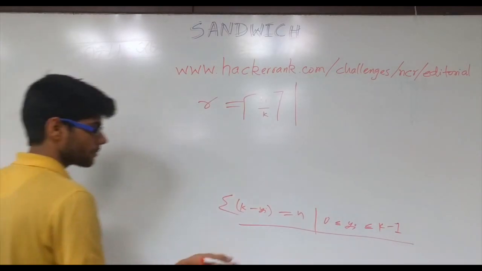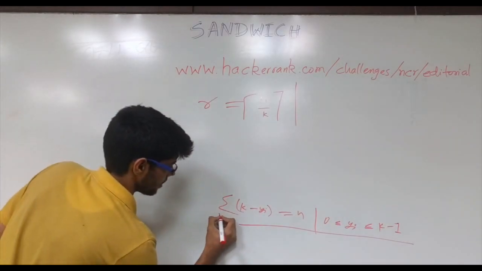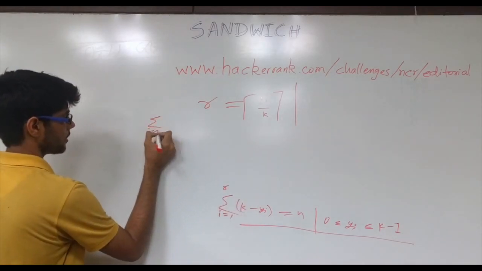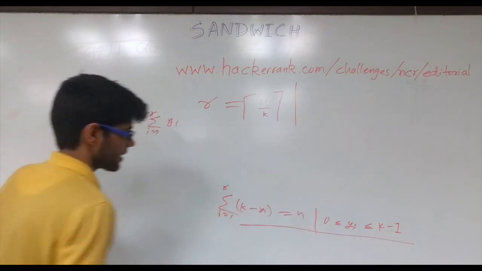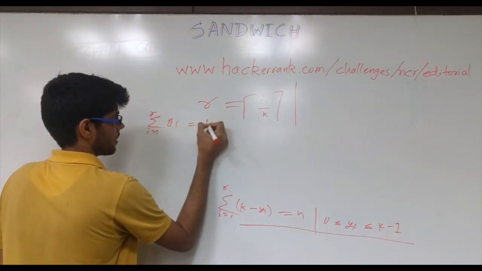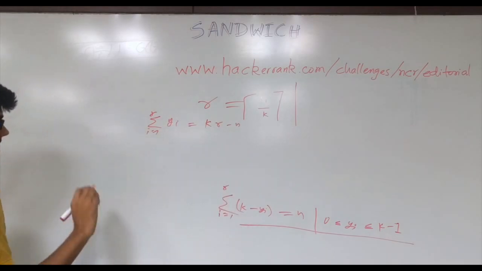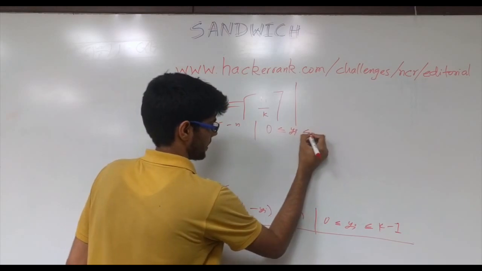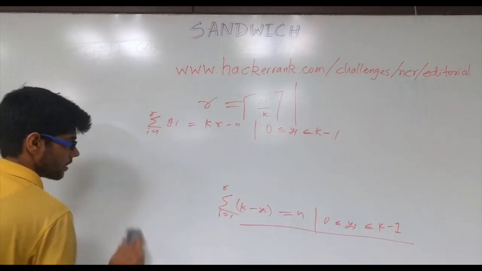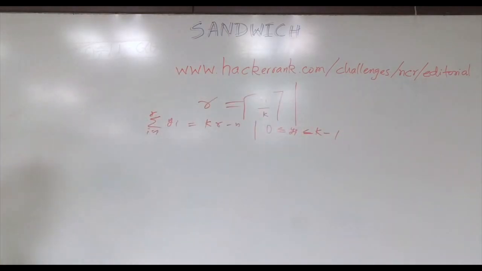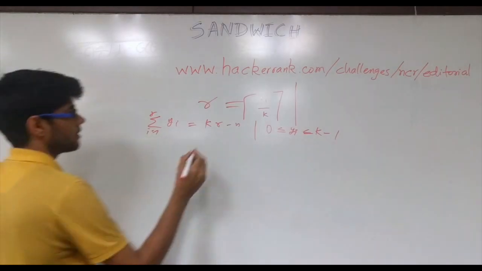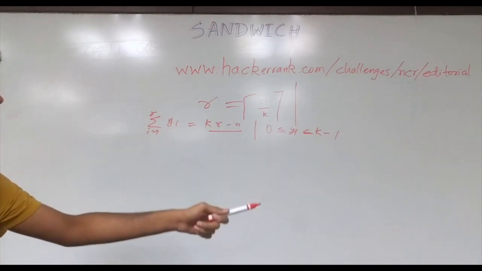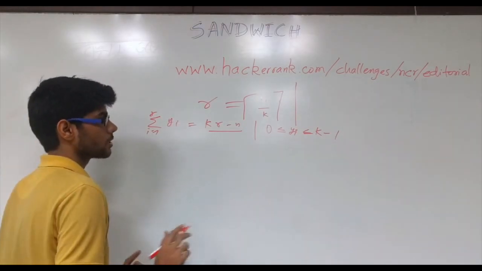So we can transform this to the summation for i equal to 1 to r of yi. If I take this to the right side, it would be kr minus n, and the constraints are 0 <= yi <= k minus 1. Now notice that the value of the right hand side, which is k times r minus n, has to be less than or equal to k minus 1.